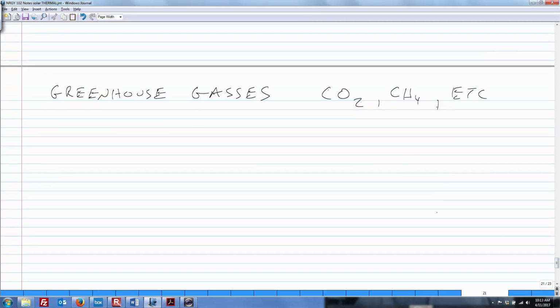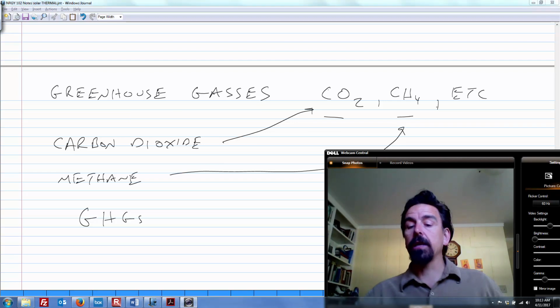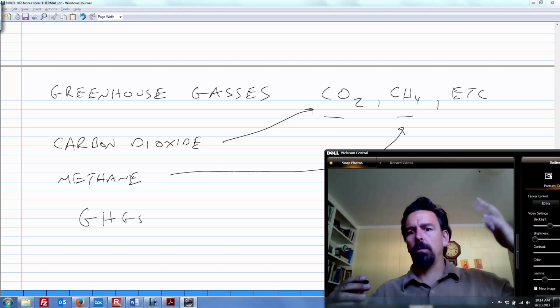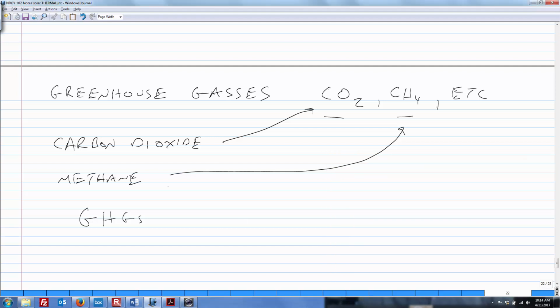Greenhouse gases, you've probably heard a little bit about this. So this is carbon dioxide, and this is methane. Sometimes they're called greenhouse gases or GHGs. So we need greenhouse gases. Greenhouse gases keep the Earth warm, but too much becomes too warm. So that's one problem we have right now. CH4 is natural gas. So if we have CH4 plus O2, we get CO2 plus H2O.